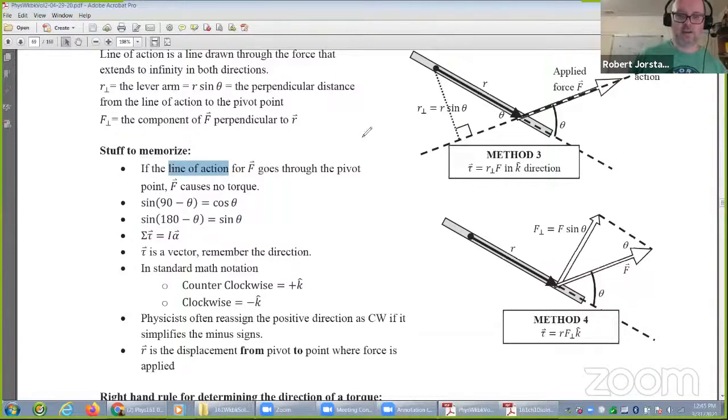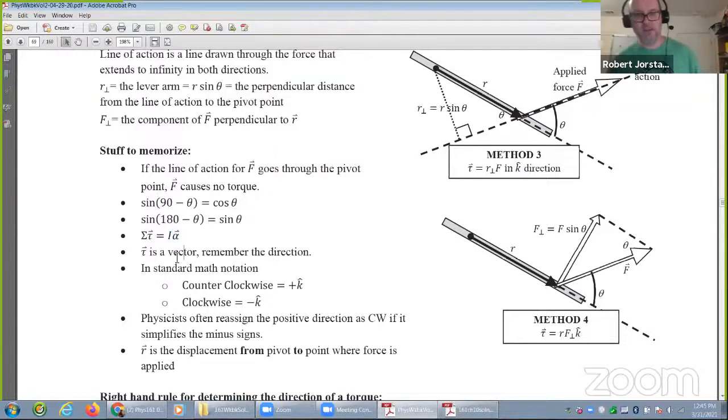We already know this because we know F equals ma. We know torque is the equivalent of force, I is the equivalent of mass, and alpha is the equivalent of acceleration. Torque is a vector. Don't forget that. In standard math notation, we're going to say k hat and negative k hat are counterclockwise and clockwise. However, watch out for physics problems reassigning, because if everything goes clockwise, why don't we just make clockwise positive?